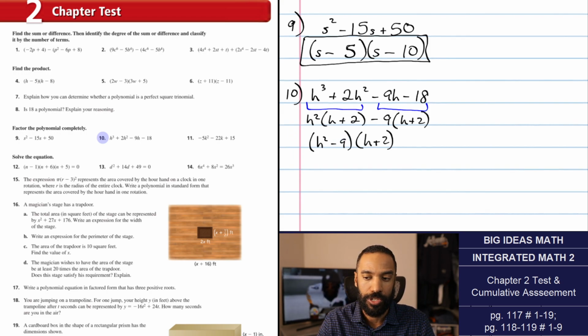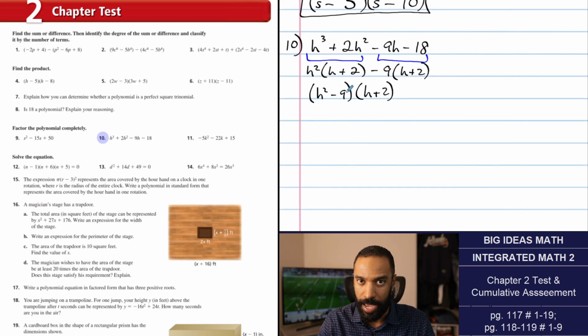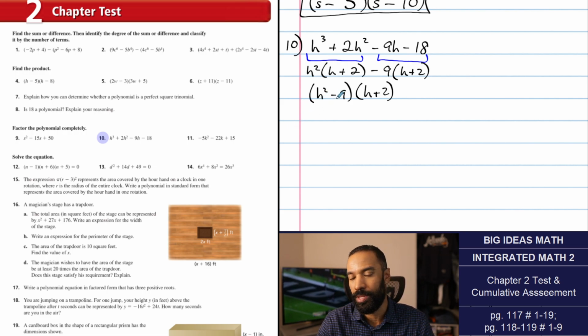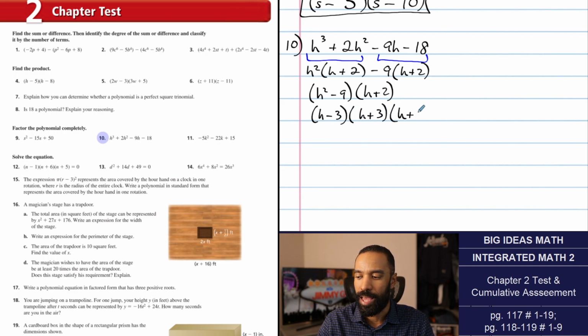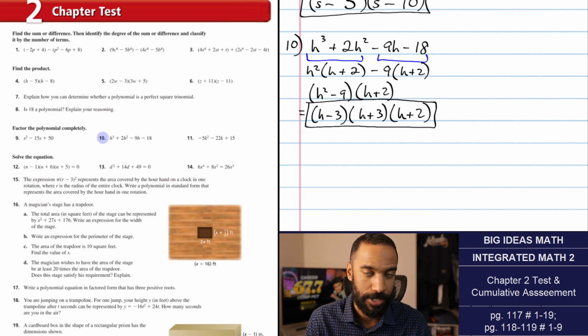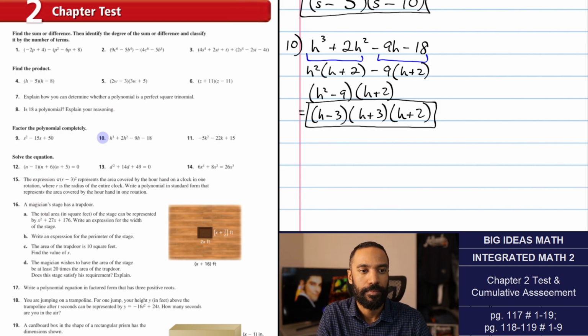And this has to call to your attention: h squared minus 9 is a difference of two squares. We are not done factoring, as they ask us to factor completely. H squared minus 9, difference of two squares, is h squared minus 3 squared, which factors into h minus 3 times h plus 3. So that's what we get out of that. And then h plus 2 still remains, and that is the final factorization or complete factorization of number 10.